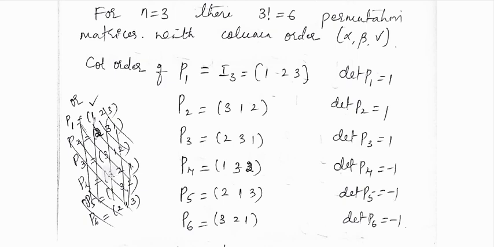Then I followed the cyclic order to write the other two permutation matrices, P5 and P6. That is 3, after 3 it is 1, after 1 it is 2. Similarly, P6: after 1, 2; after 3, 1; after 2, it is 3. So none of the column orders has been repeated, right? If you verify this with this, these two are the same, but there will be a little difference, okay? So write down these permutation matrices and find their determinants.